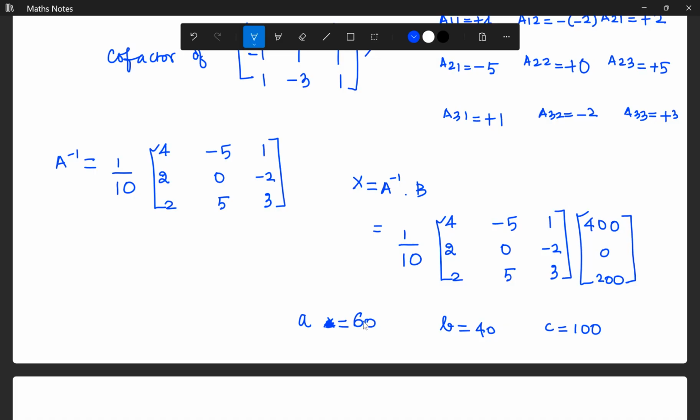I think this should have been 1600 plus 200, which is 1800 by 10, which is 180. And B should have been 800 minus 200, which is 600. I think this should have been different. So B should have been 800 minus 400 actually. 800 minus 400, okay, this is correct. And this should have been 800 plus 600, this is 1400. Okay, this is 1400.